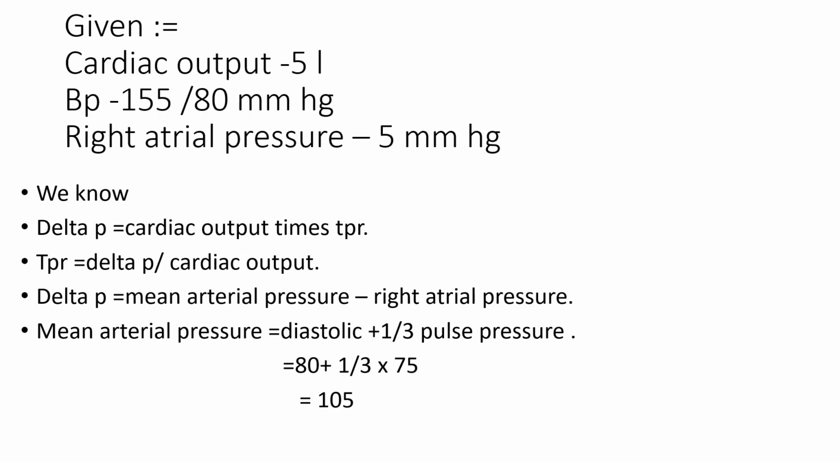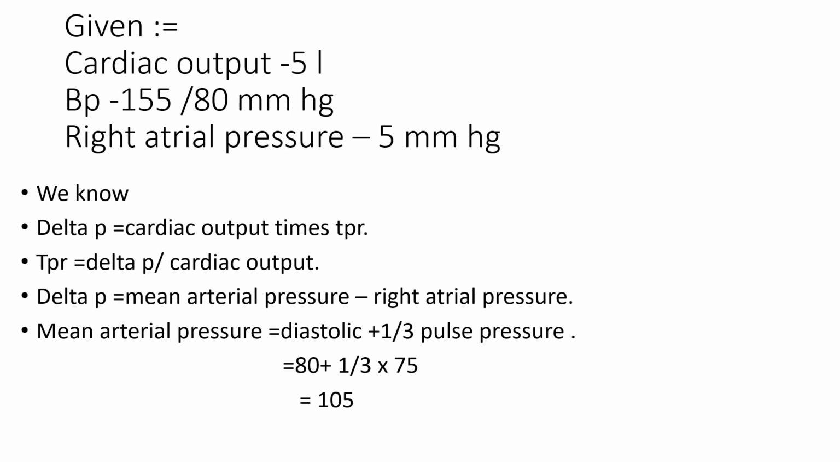So guys, what is given? Cardiac output, BP, and right atrial pressure. We know the formula delta P is equal to cardiac output times TPR. So we can rearrange this formula to TPR is equal to delta P divided by cardiac output. Now, what is the value of delta P? It is mean arterial pressure minus right atrial pressure.